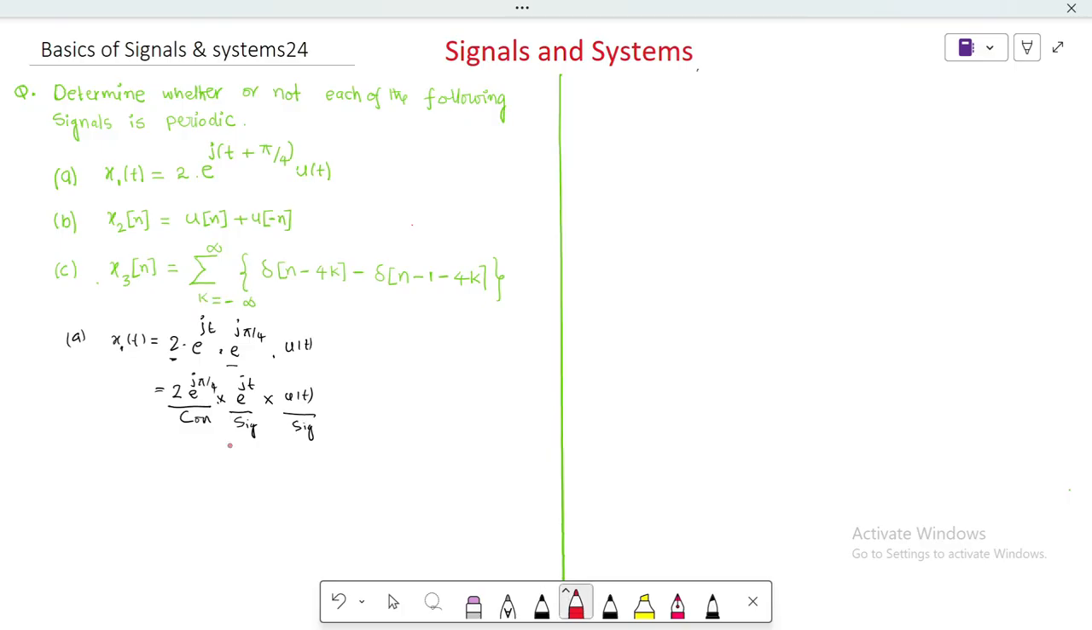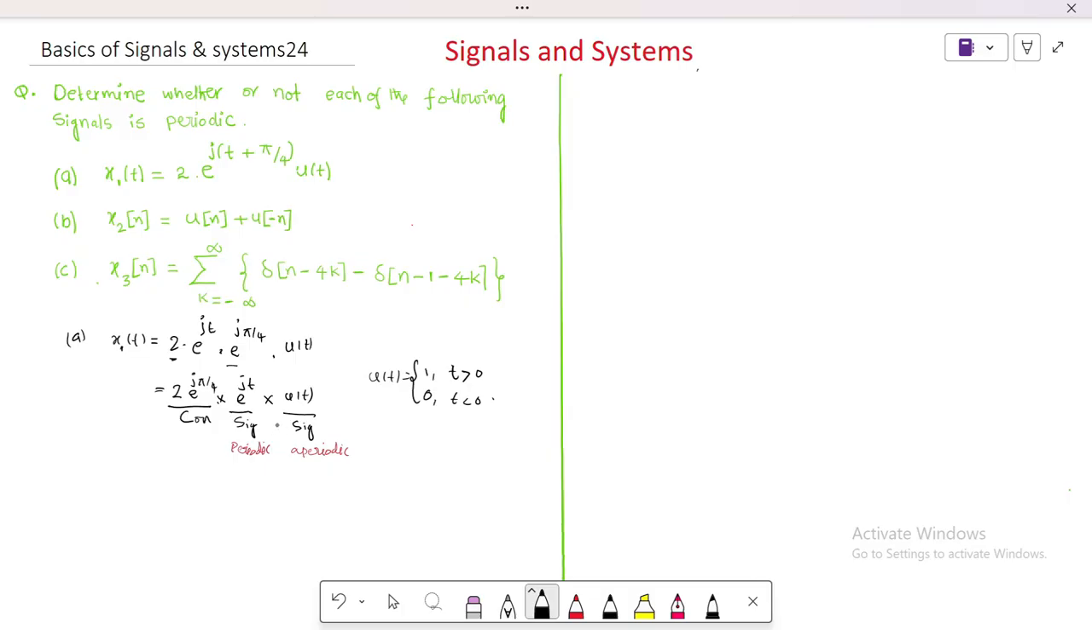In continuous time this part is periodic, but this is an aperiodic signal. Why? Because the unit step is aperiodic. You know why? u of t has the value 1 for t greater than 0, and in the case of discrete, n greater than or equal to 0. This is 0 for negative values of t. So this is aperiodic, this is periodic.